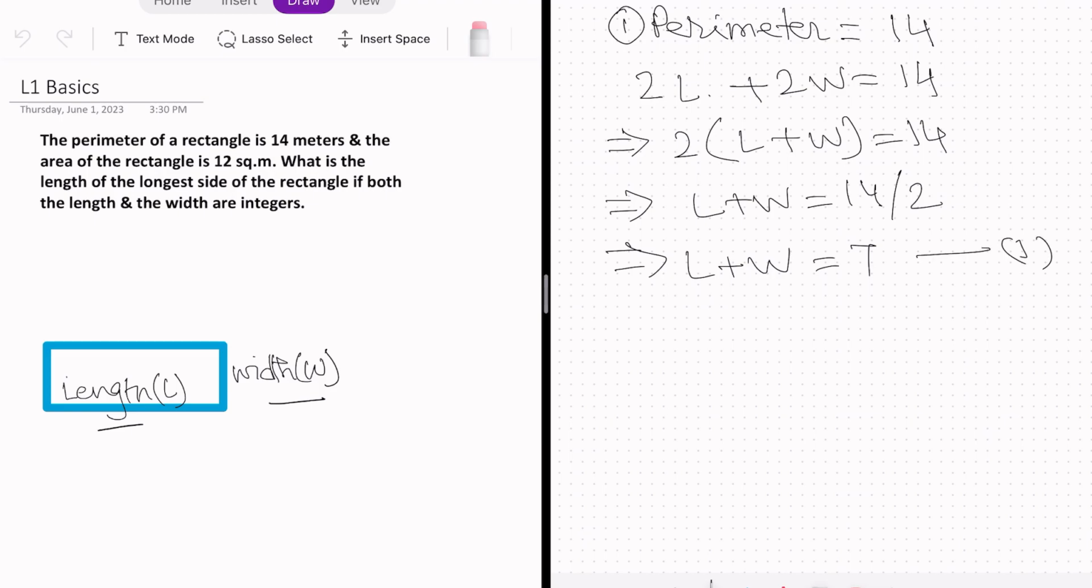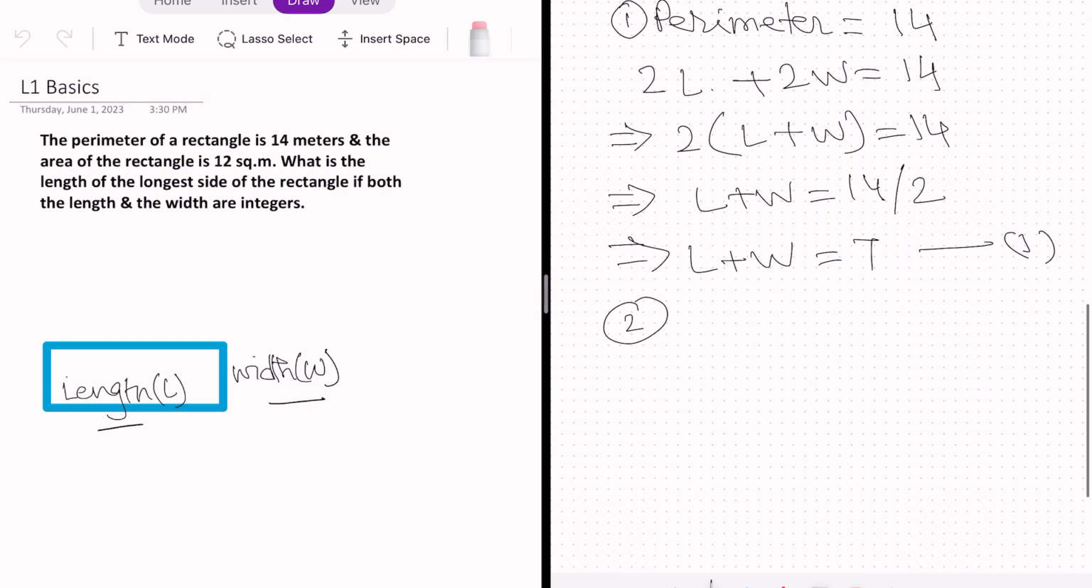And again, it's said that the area, which is equal to length into width, is equal to 12. Now, for third or fourth grade students who have just learned how to write factors, we have to use factors to find out what combination will work.